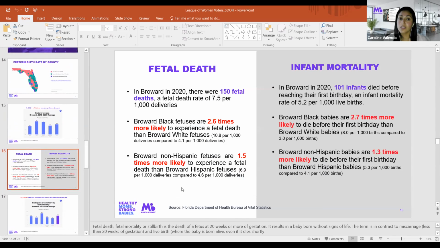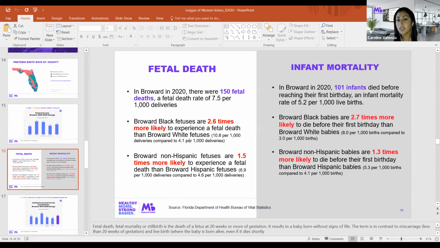In 2020, there were 150 fetal deaths, which is the death of a fetus before 20 weeks, or called a stillbirth. And significant disparities here as well, with Black fetuses in the county 2.6 times more likely to experience a fetal death than white fetuses.